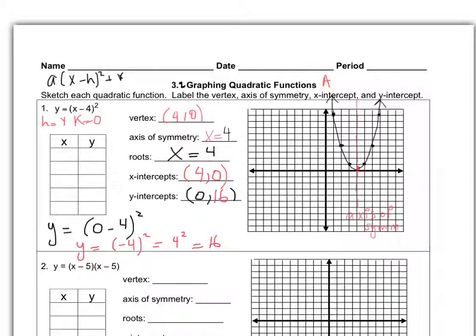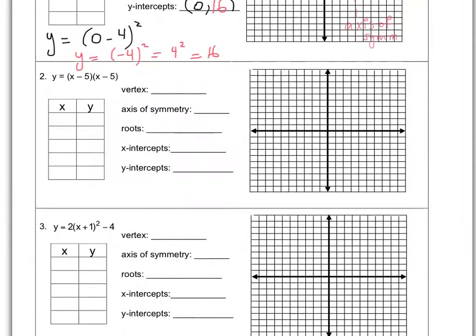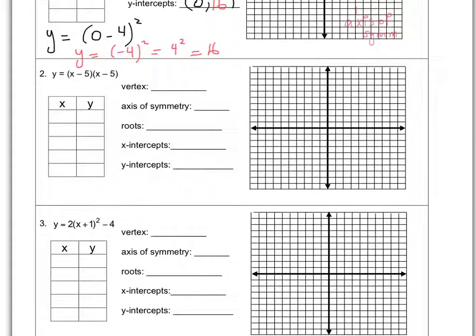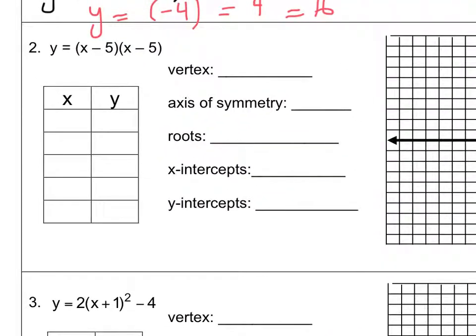What if it's written in root form? As you can see, the second part in our practice sheet is going to be a root form. So what is the general equation of the root form? It's y equals a(x minus r1)(x minus r2). The reason why this is called a root form is because you're able to get the roots right from the equation. So in this case, my root is going to be 5, just 5.